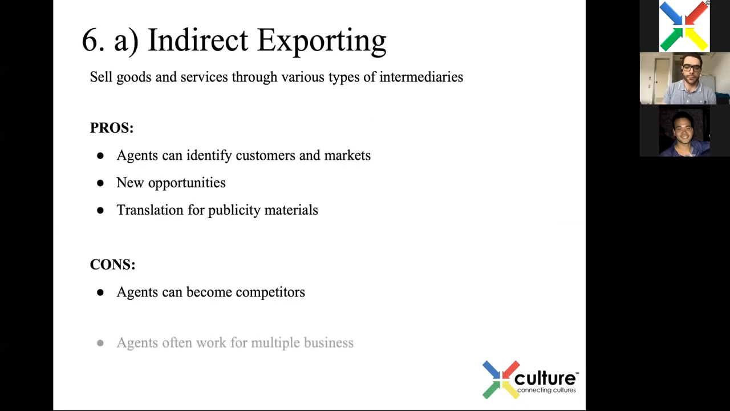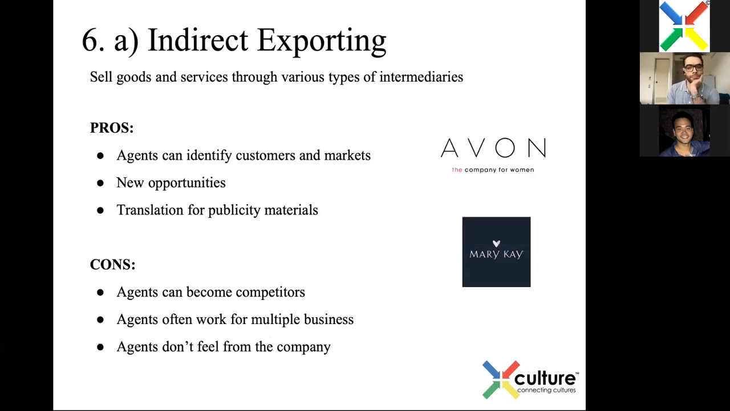Okay. So agents can identify customers and markets. They will provide new opportunities and they will translate the publicity materials. The cons are the agents can become competitors. They often work for more than one business and don't feel loyal to the company, so they work by themselves. The examples that I have are Avon and Mary Kay. Next, please.